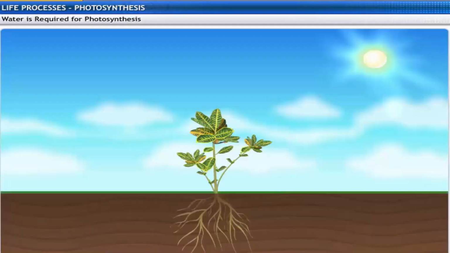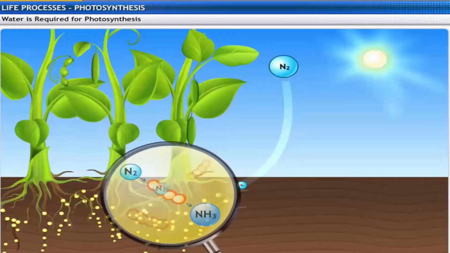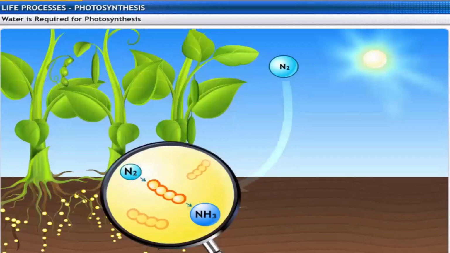Apart from water, plants also absorb nutrients like nitrogen, phosphorus, iron, and magnesium from the soil. Nitrogen is taken in by plants in the form of inorganic nitrates or nitrites. Bacteria convert atmospheric nitrogen into these forms during nitrogen fixation, which are then utilized by the plants in the form of ammonia.